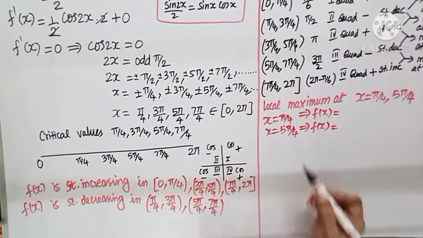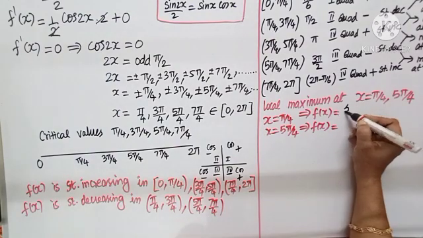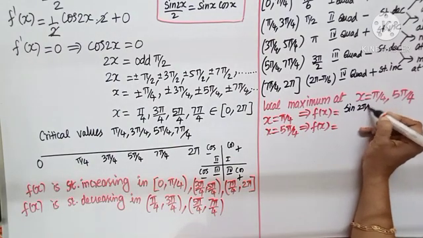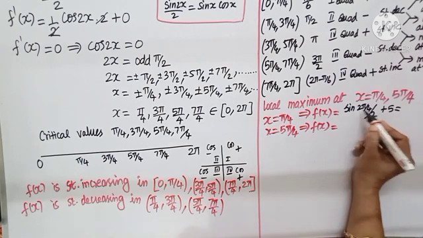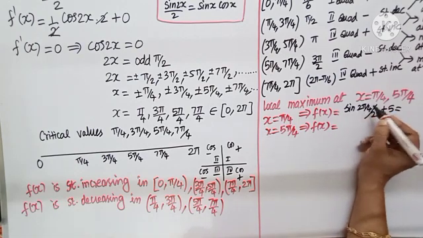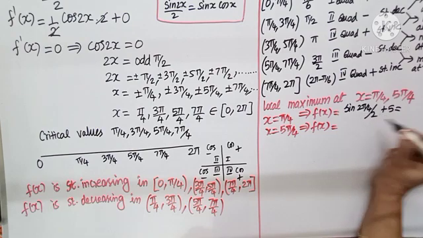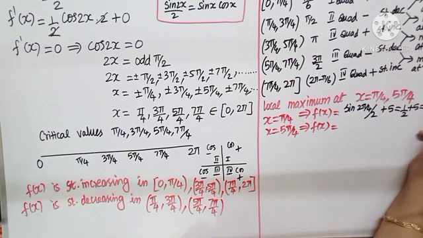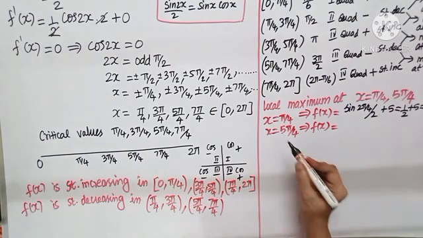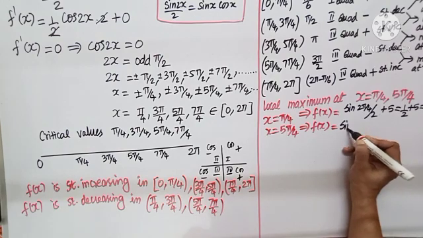Find the value. When x is π by 4, f of x is sin 2π by 4, by 2, plus 5. Sin 2π by 4, if I cancel, it is sin 90, sin 90 is 1. So 1 by 2 plus 5, which is nothing but 10 plus 1, 11 by 2.